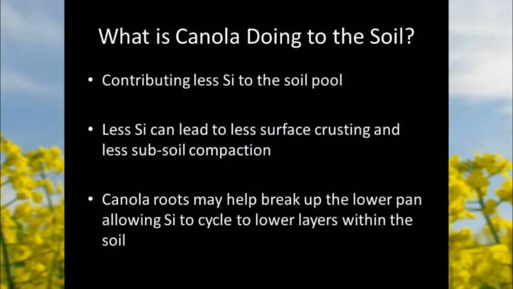So at least this data confirmed what I had found in the lab incubation, that wheat contributes more silica to the system, and that leads to higher surface crusting potential and soil compaction. And then the canola roots seem to be breaking through those pans, aiding in nutrient cycling.